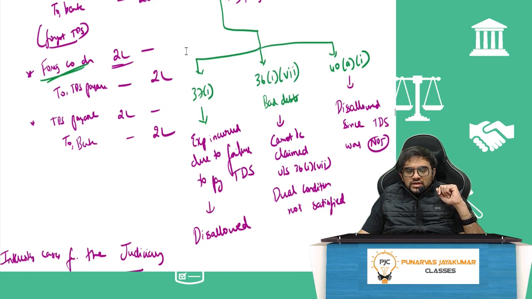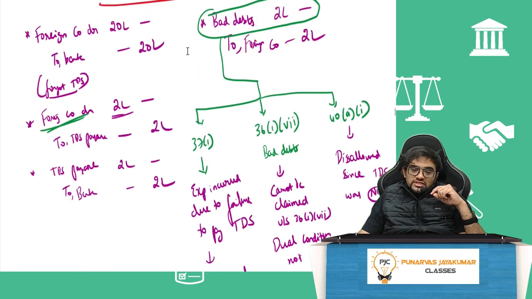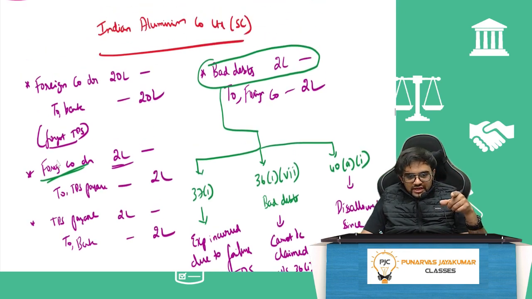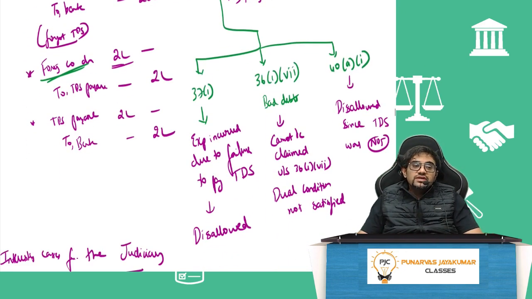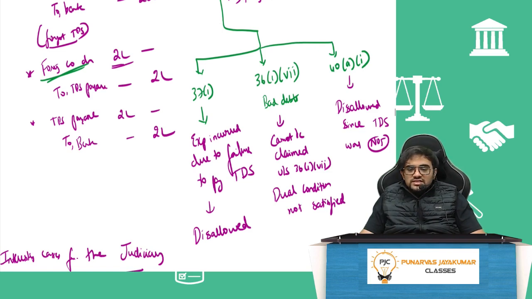Just think about it. Under 37(1), is this expenditure allowed? No, because this expenditure was incurred due to failure to pay TDS. They forgot and they created one expenditure of 2 lakh. It is only due to failure to pay TDS, hence disallowed. Other two sections we'll see later. We haven't done the bad debt section, that is 36(1)(vii) and 40(a)(i).